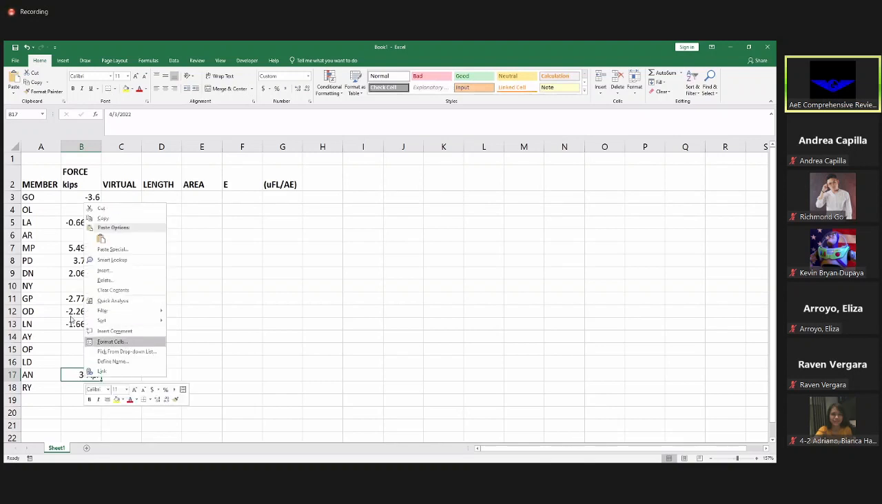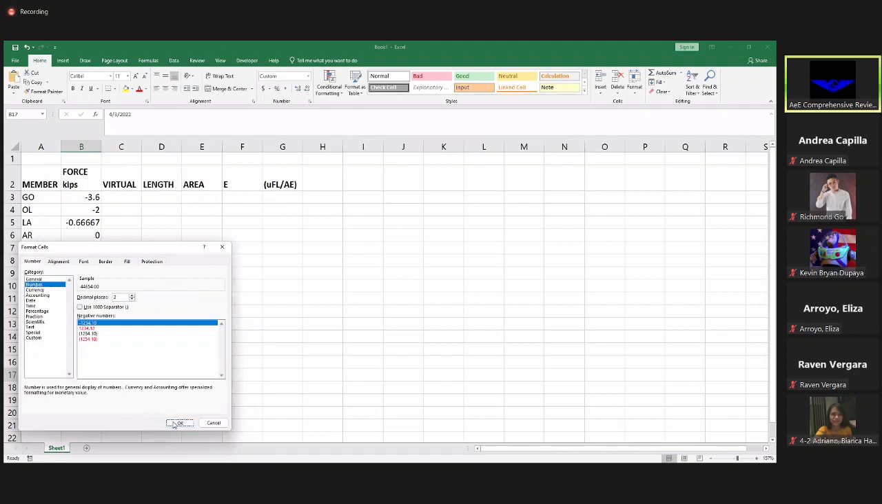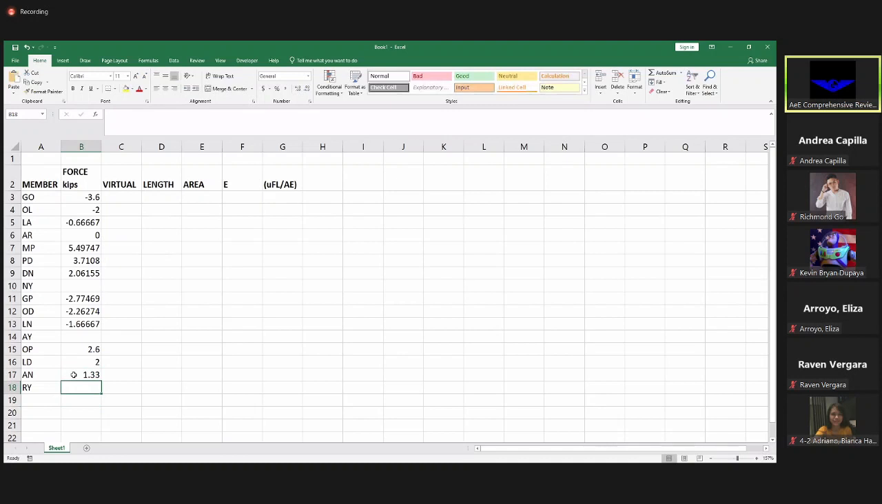okay, format cell, 4/3. Okay, 4/3. LA is, na-input na natin, -2/3. Saan ang LA? Ayan, -2/3. RY is 0.5. And then NY is 0.687184279. AY is -0.7453559925. Okay? Nakuha?